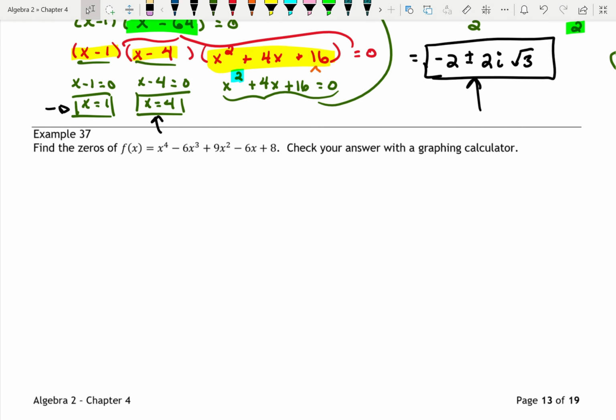Find the zeros of, and then they have our function there. Check your answer with a graphing calculator. So I first want to ask, how many solutions should I have? I should have 4 solutions, and I get that by looking at the exponent of 4 right there.